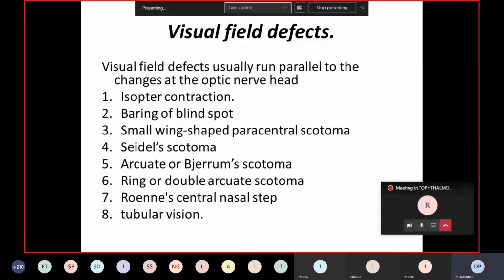Seidel scotoma, arcuate or Bjerrum scotoma, ring or double arcuate scotoma, Ronne's central nasal step, and then the last one is tubular vision. Each one I'll be dealing now. So this may be asked as a 5 marks question or a part of a main question. The visual field defect is one of the criteria for defining a glaucoma. So this is very, very important.